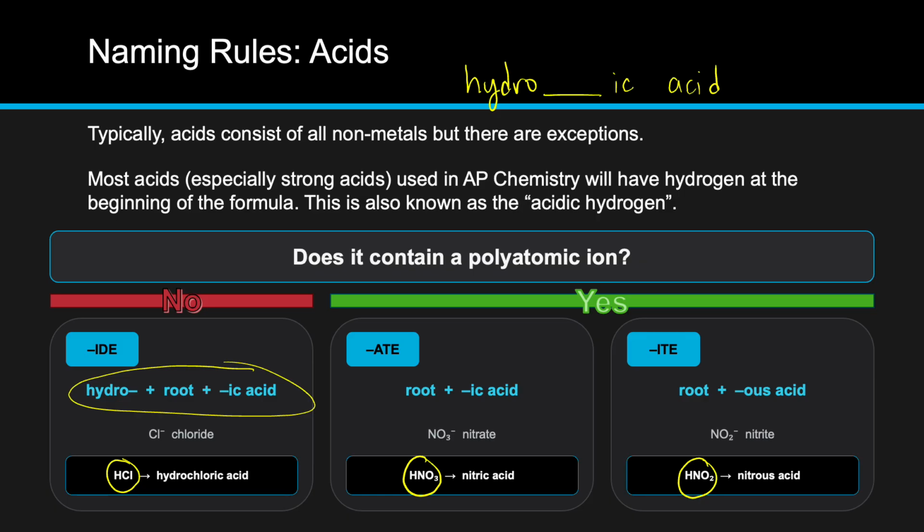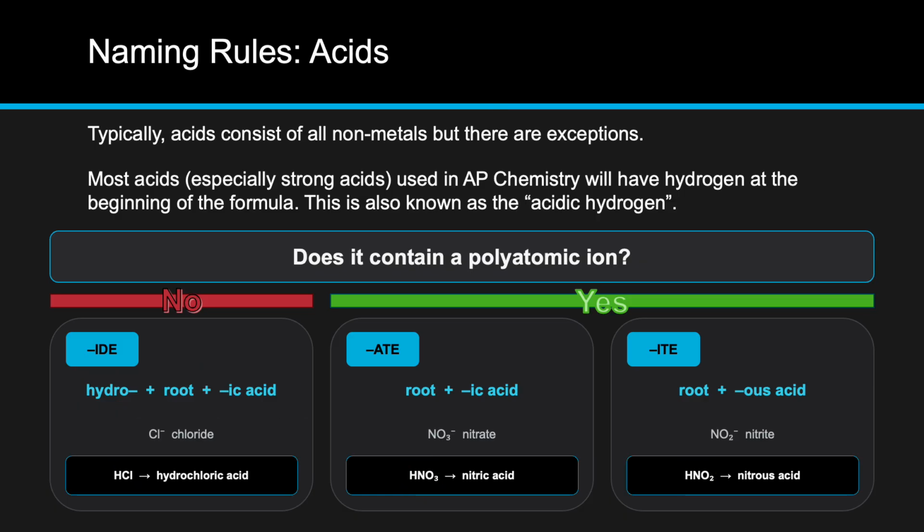So if you had HBr, for example, that would be hydrobromic acid. If you had H2S, again, just an element from the periodic table, it would be hydrosulfuric acid. If you had H3P, that would be hydrophosphoric acid.